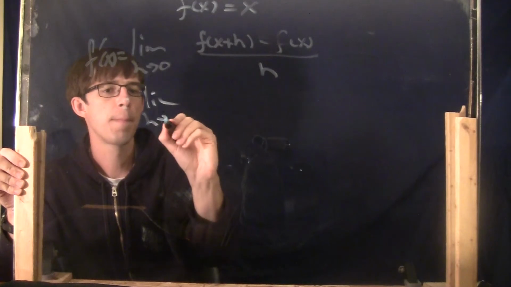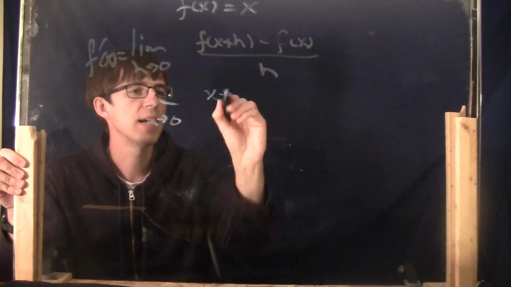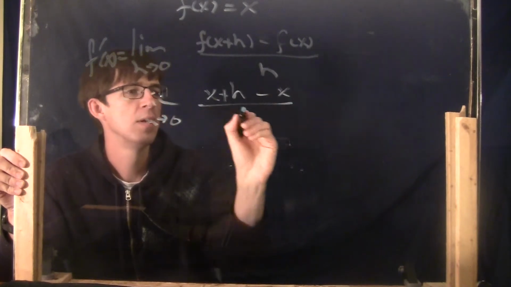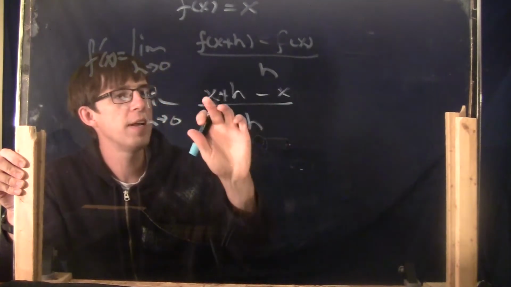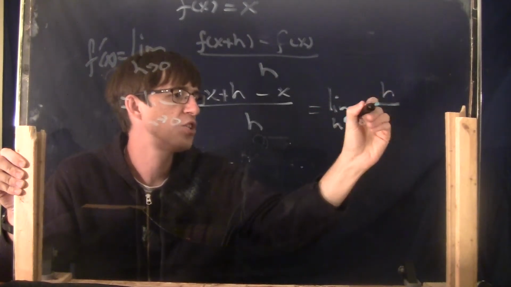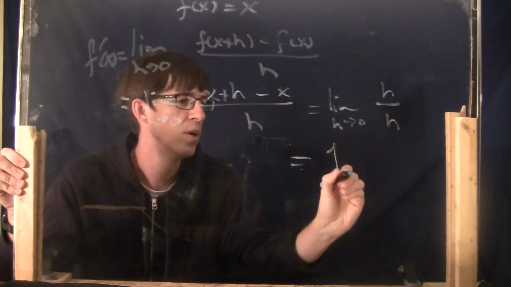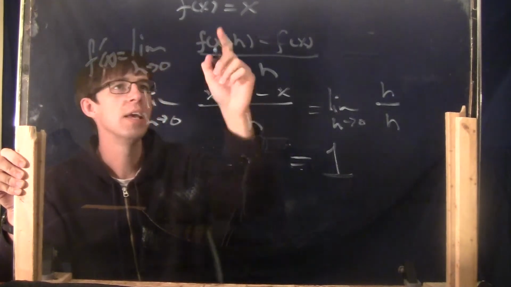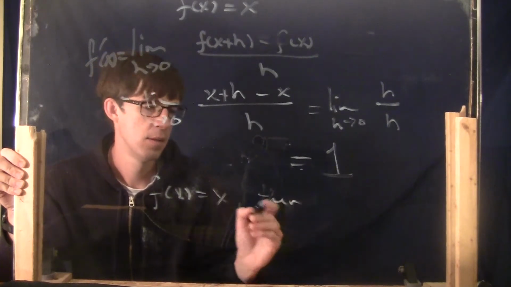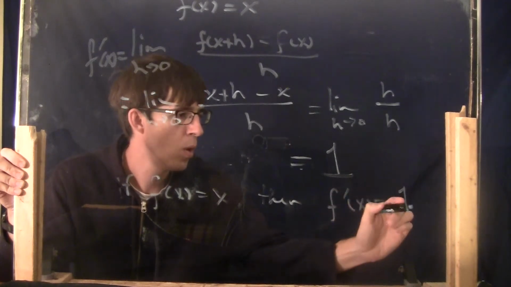So f of x plus h, you go up here and you replace x by x plus h. The answer is x plus h, right? And then minus f of x, which is x, divided by h. Can you simplify? Yeah, the x's subtract and cancel, so this is just the limit as h goes to 0 of h divided by h. H divided by h is 1, and so the answer is 1. So what's the conclusion? If f of x is x, then f prime of x equals 1.